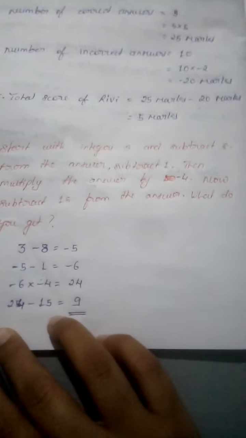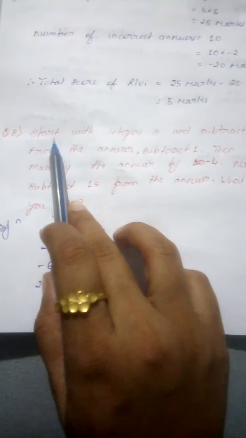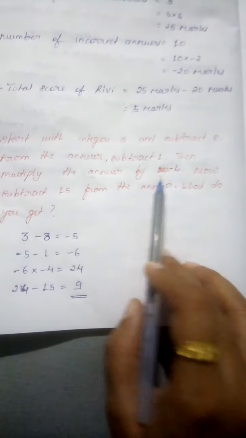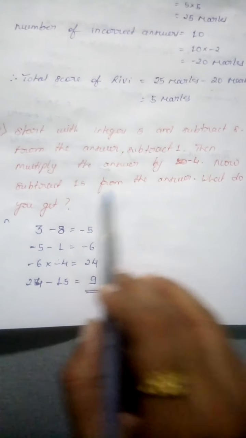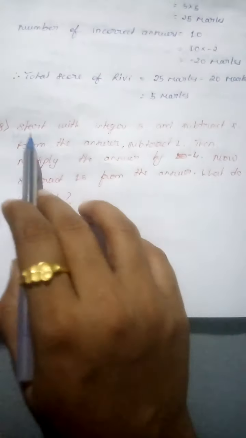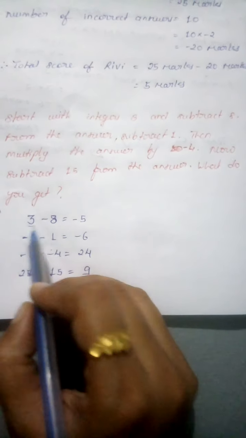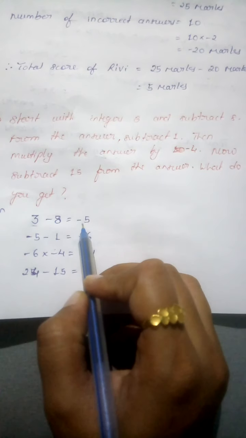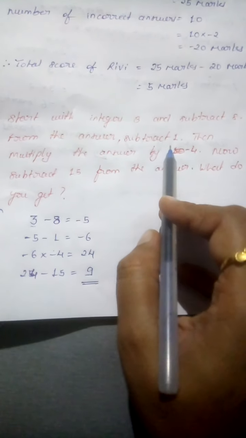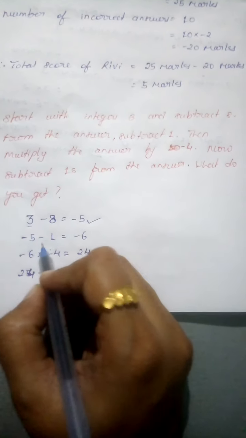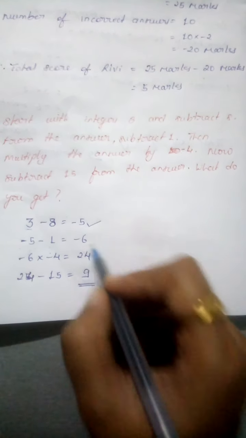Then the next question, question number 8: Start with integer 3 and subtract 8. From the answer subtract 1, then multiply the answer by -4. Now subtract 15 from the answer. What do you get? It is a very interesting question, so we will solve it. Start with integer 3 and subtract 8: from 3 we subtract 8, which equals -5. Then from the answer subtract 1. From -5 we subtract 1, so -5 minus 1, and we get -6.